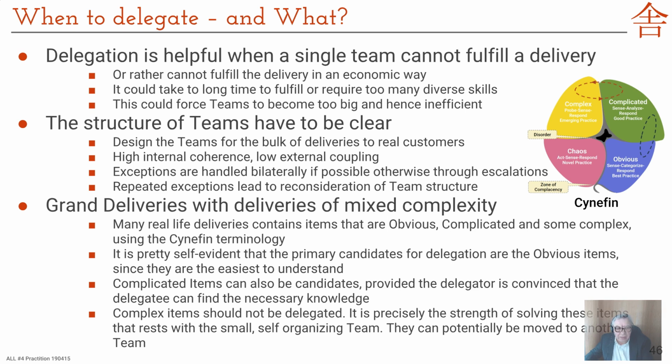But if a single team cannot fulfill a delivery, then you're sort of between the rock and the hard place. You have to do it. Or maybe we should rather say that it can't fulfill it in an economic way. There are simply some other people that are better at doing this than we are. It may be that there are scales of economy, like at Rikstv in Oslo.